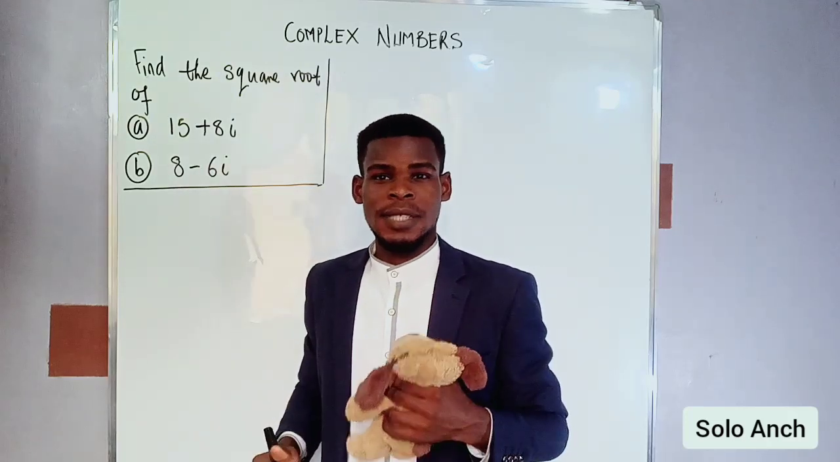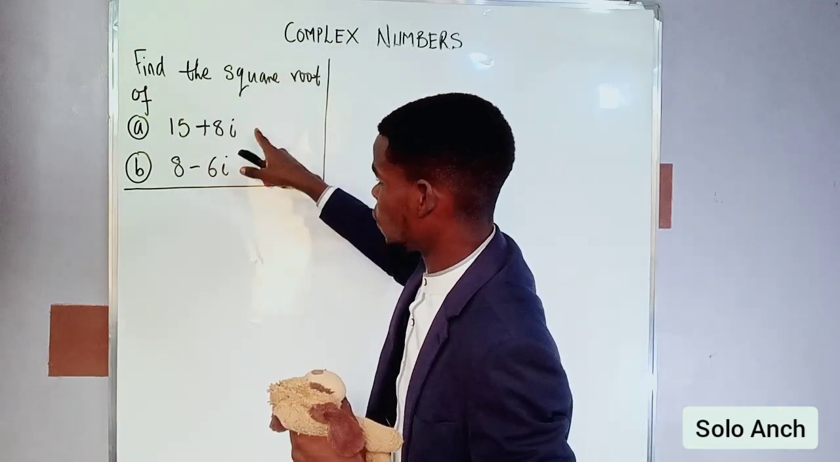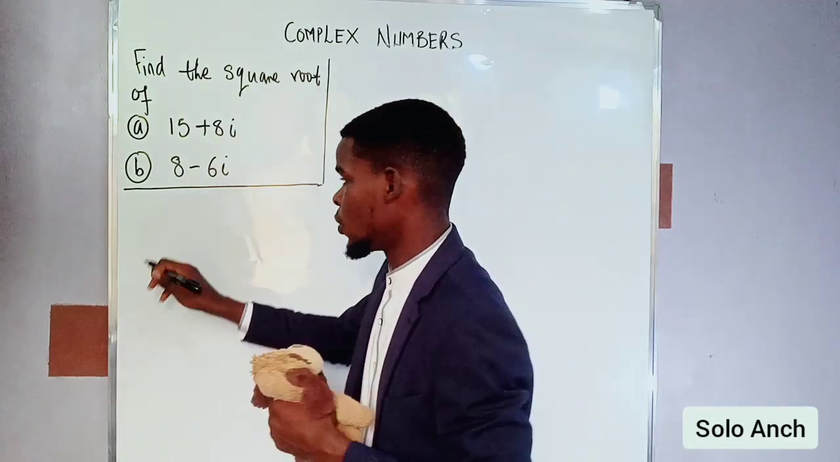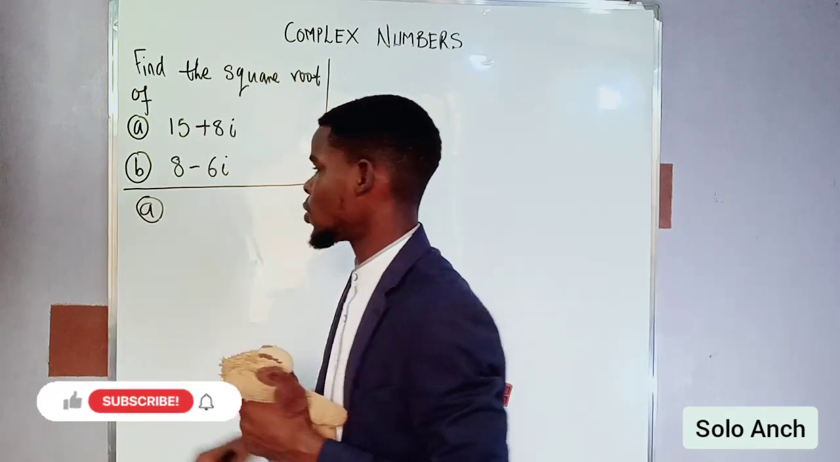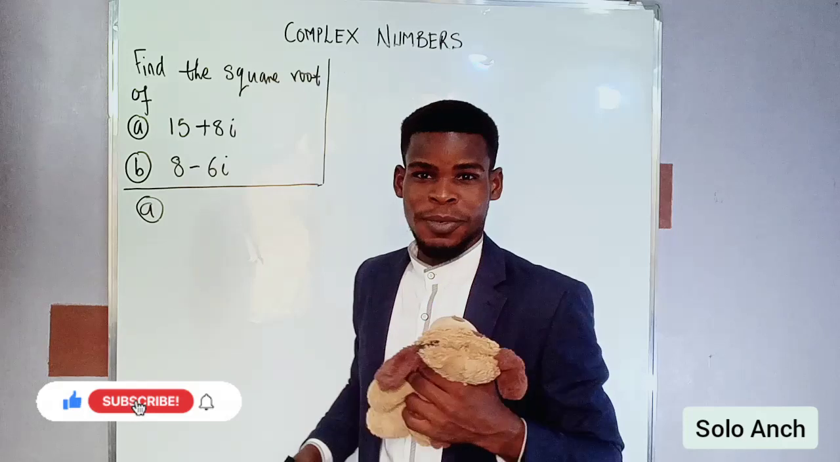My name is Loange, and in this video, we're going to find the square roots of these two complex numbers, alright? So we're going to find the square root of this one and then the square root of this one. Good. So we're just going to start off with the first one, but then I'll tell you, we are going to use two different methods, okay? The second one is going to be a little bit tricky.